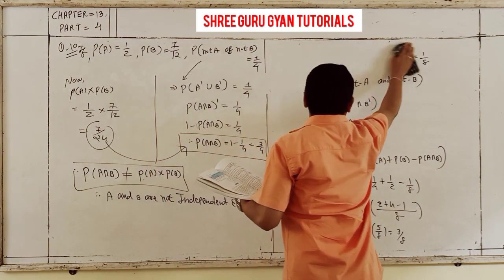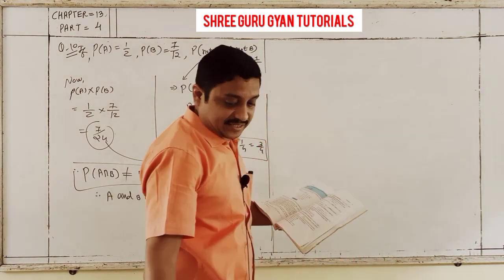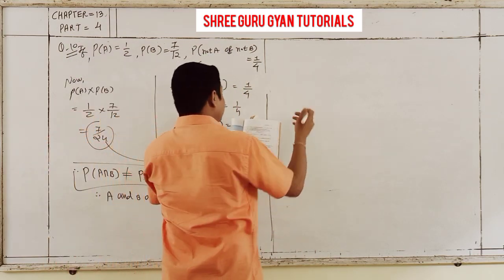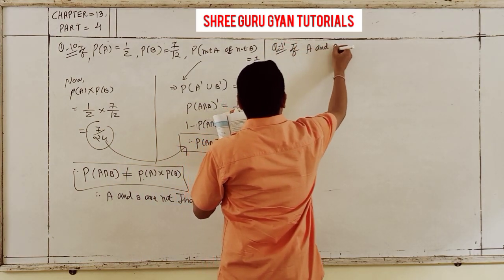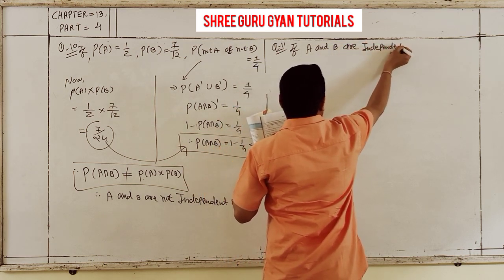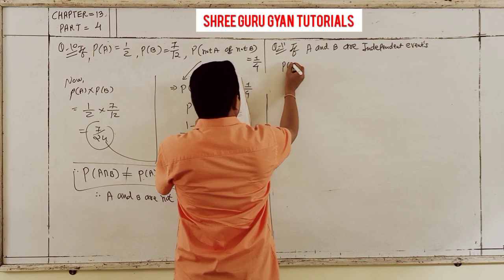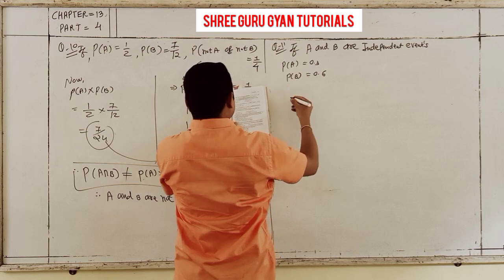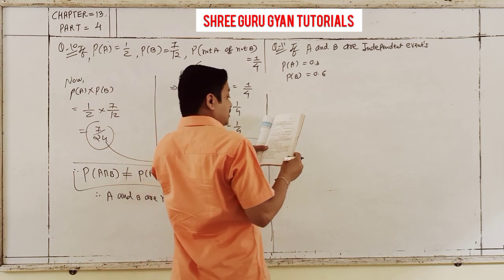Now question number 11. 11 also I am going in the same way. Given two independent events, clearly given, students: if A and B are independent events and the conditions are that P of A is 0.3, P of B is 0.6, and asking the further four questions. P of A is 0.3, P of B is 0.6.